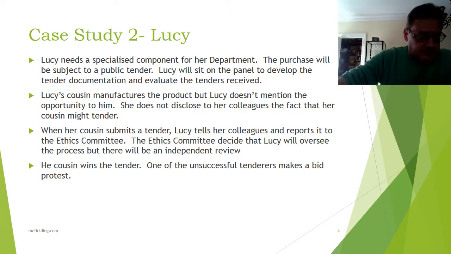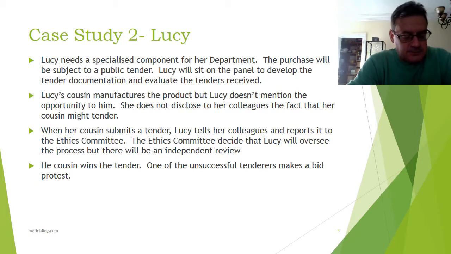On that basis, therefore, she tells the ethics committee, and the ethics committee decides that Lucy will oversee the process, but there will be some form of independent review. That's probably what you would expect. It tells us that she needs a specialist component for her department, which makes it sound very much like she's head of a department, and she needs the component. So you need her technical advice. If you take her out of the process, you might not actually get what you want.